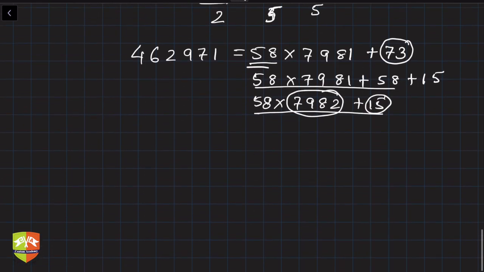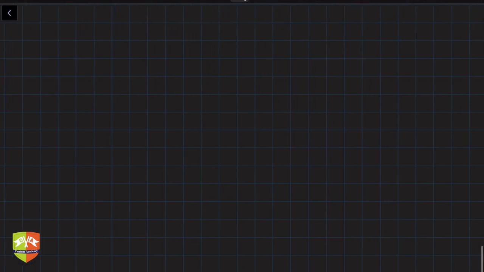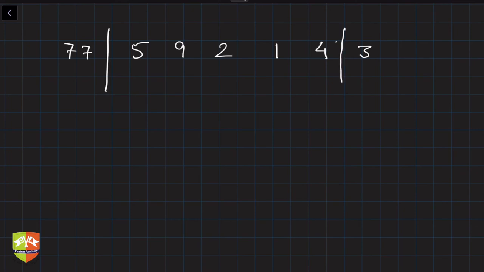Let's take one more example. So in this case, again, I am picking up a random number. But this time around, I am going to take up another number, which is a little farther away from a multiple of 10. So let's take this example. I have to divide, let's say 592143. Let's say this is a 6-digit number. I want to divide it by 77.